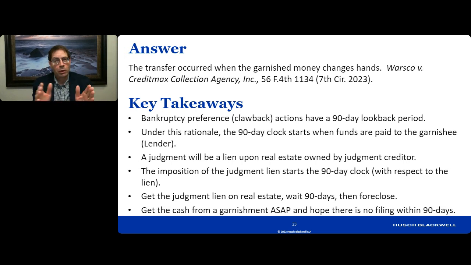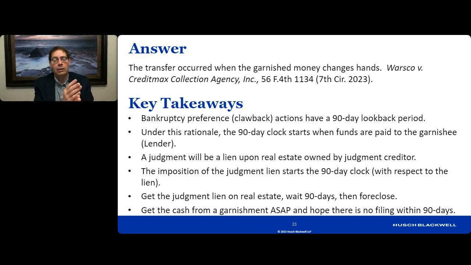And so one common rule of thumb is don't foreclose on that property for 90 days, because if you get the judgment lien and then immediately foreclose on it, then they could avoid it. Now, the problem is maybe you get the judgment lien and you're waiting for the 90 days to go by and then they file on day 80. They can then go back and avoid the imposition of the judgment lien as a preference.